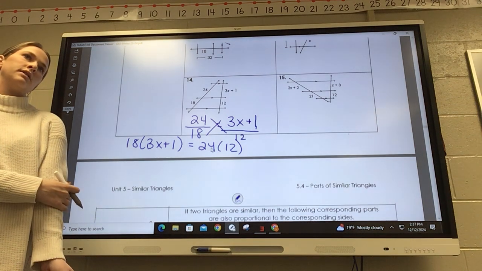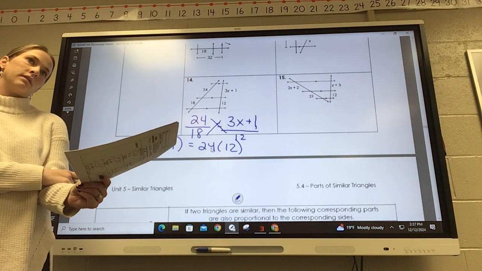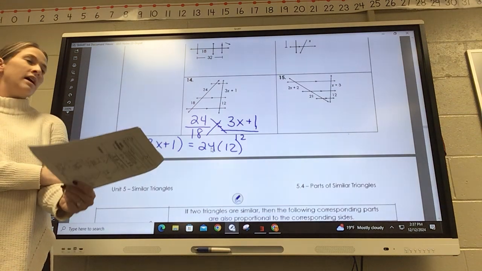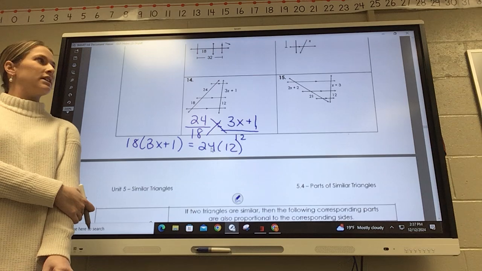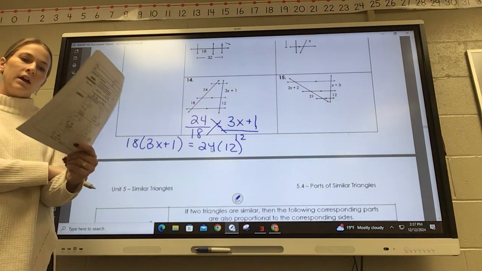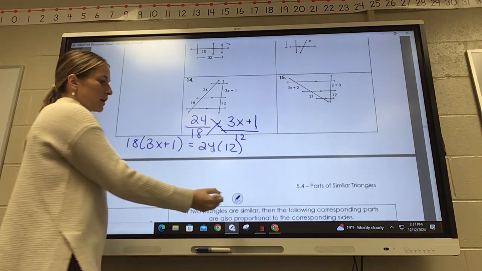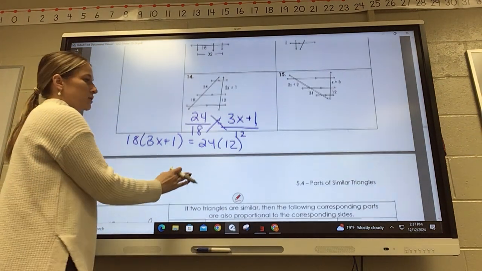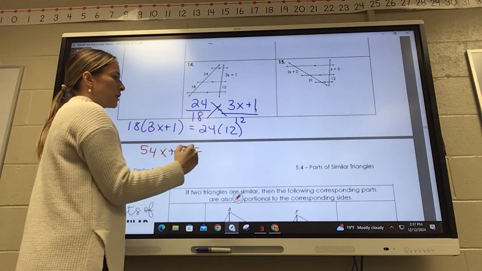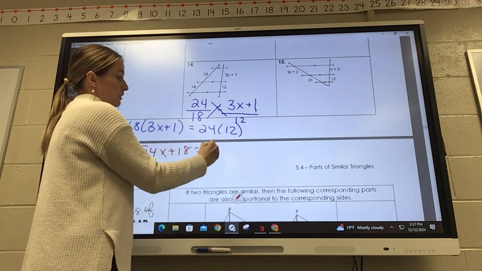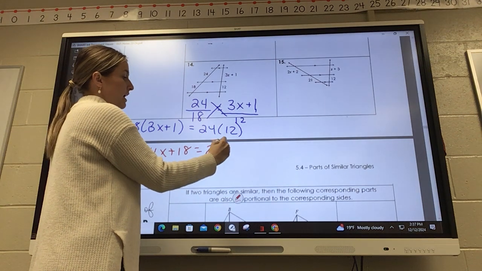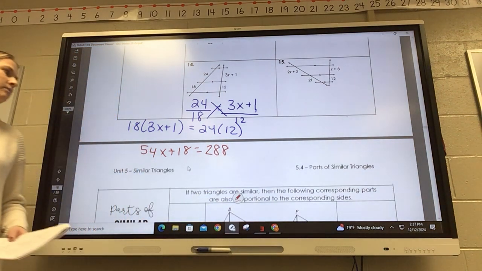Aiden, you got an answer? It's a long decimal, so I'm assuming no. I don't have a decimal. I mean, we did get decimals today, so I'm not saying it can't be done, but this one particularly is not a decimal, so no, try again. When we distribute, what did we get when we distributed? What's 18 times 3? 54. What's 24 times 12? 288. Is that our conclusion for that one?